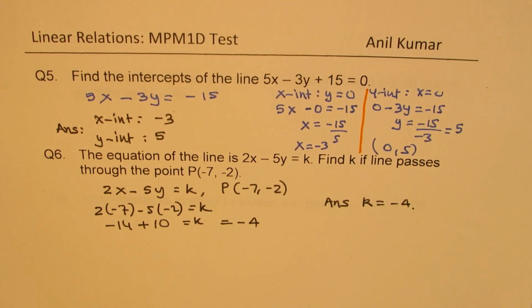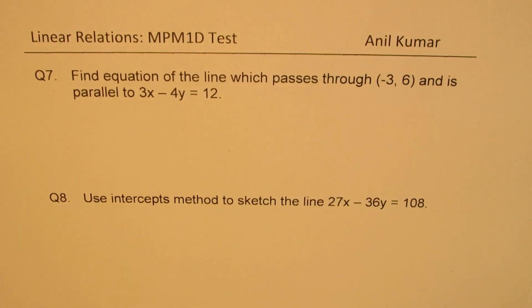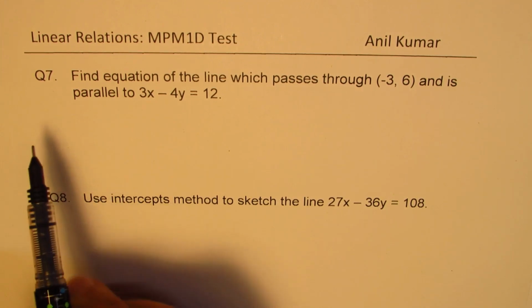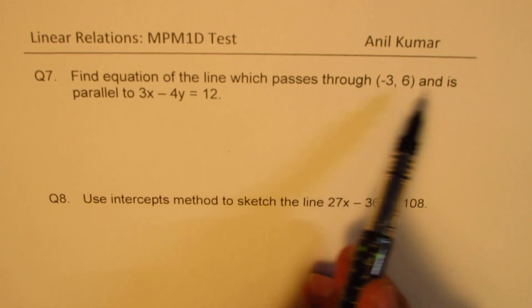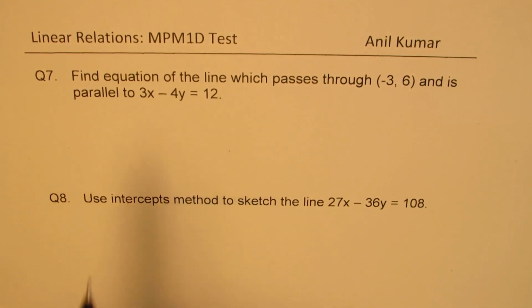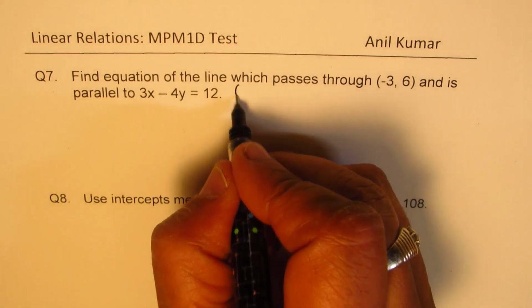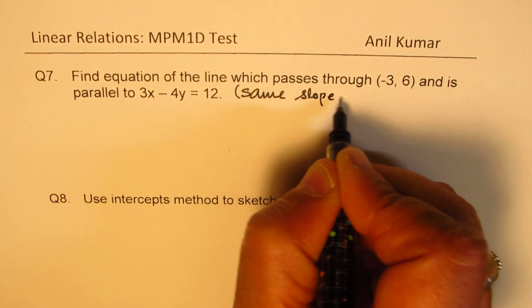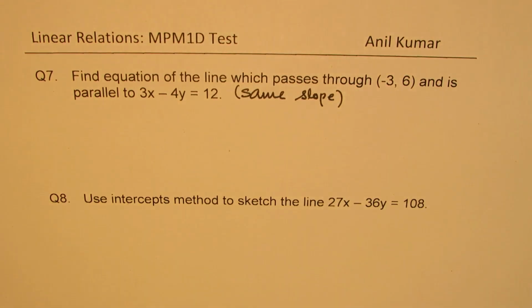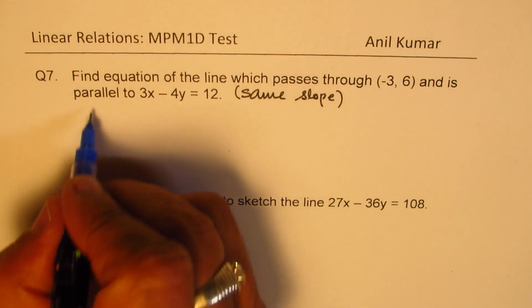Now we are almost at the end. The question here is, we have 2 questions here. Question number 7. Find the equation of line which passes through this point and is parallel to that line. Parallel means same slope, right? So means same slope. So we'll interchange and find the slope, right? Write it in slope-intercept form.